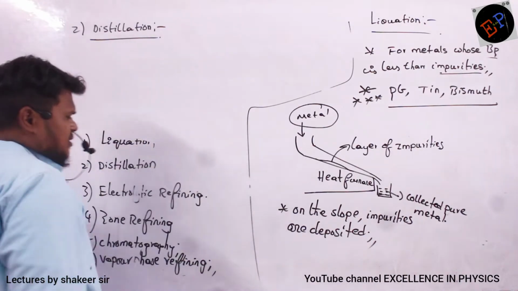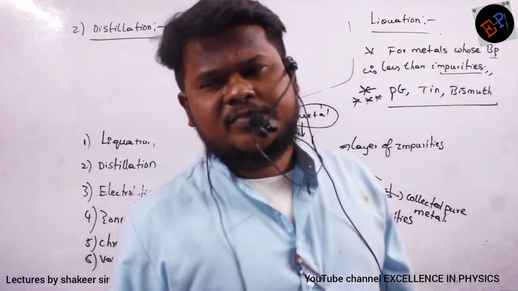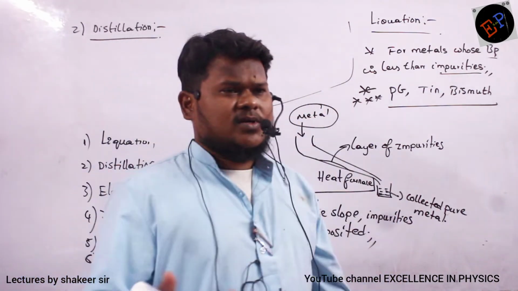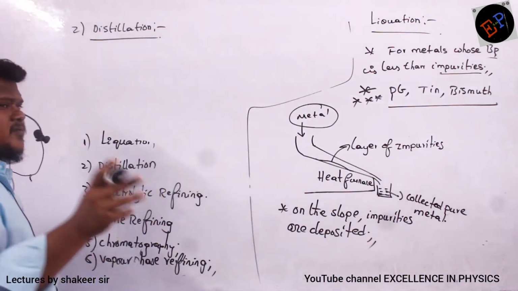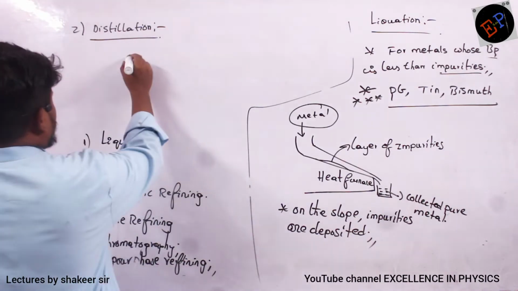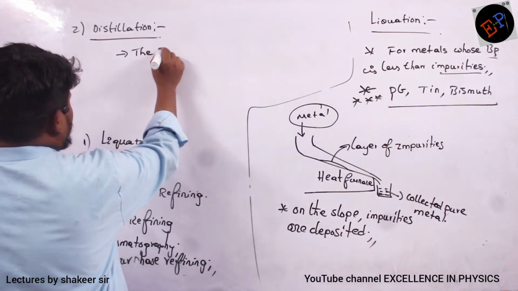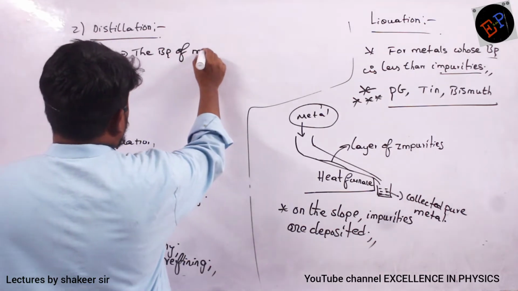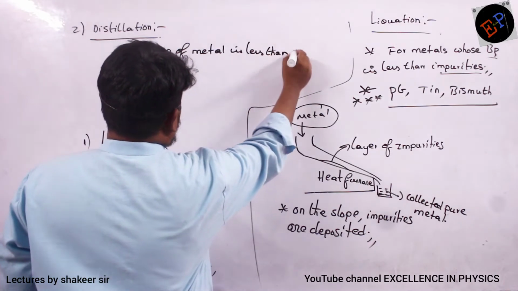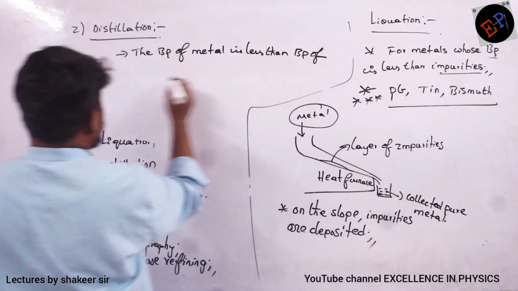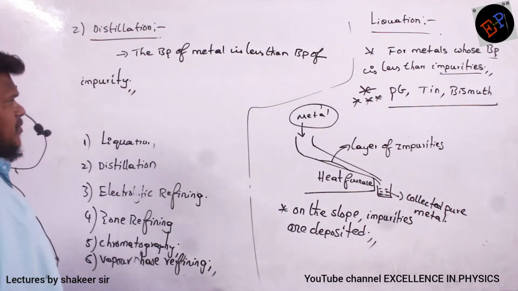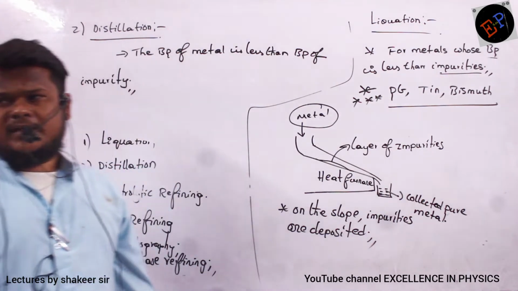And here, you should have studied in lower classes, there are many types of distillation. There is one method called fractional distillation also. So all those methods we are not studying. Just we will study what is the overall view of the process of distillation. So here also, the boiling point of metal is less than boiling point of impurity. Same concept here also. So when compared to impurity, the boiling point of the metal will be lesser.